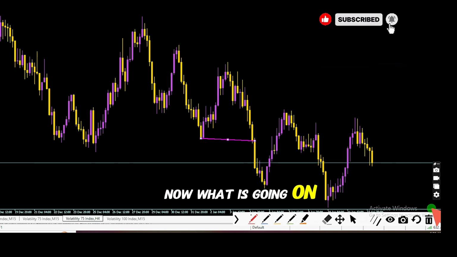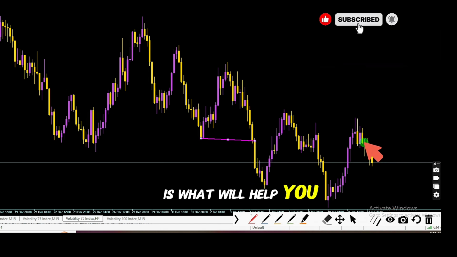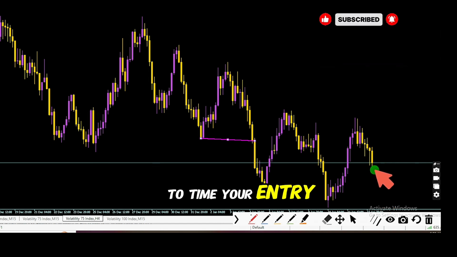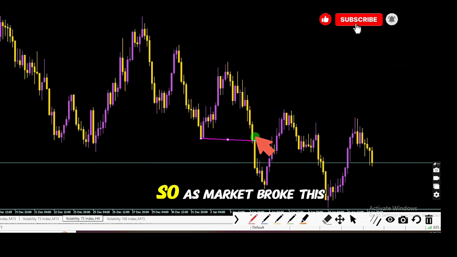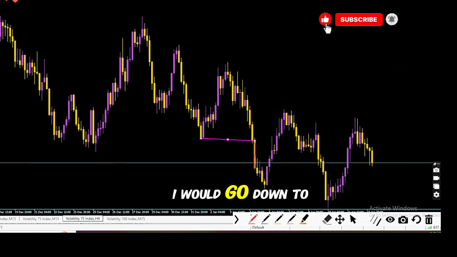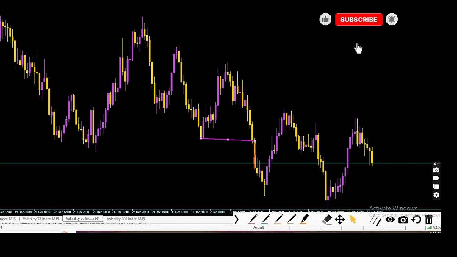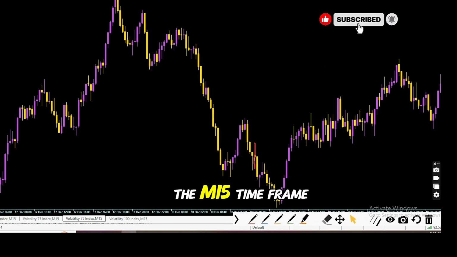Now, what is going on the internal structure is what will help you to time your entry. So as market broke this place, what I'll do is I'll go down to the M15 time frame right here. I'll go down to the M15 time frame.